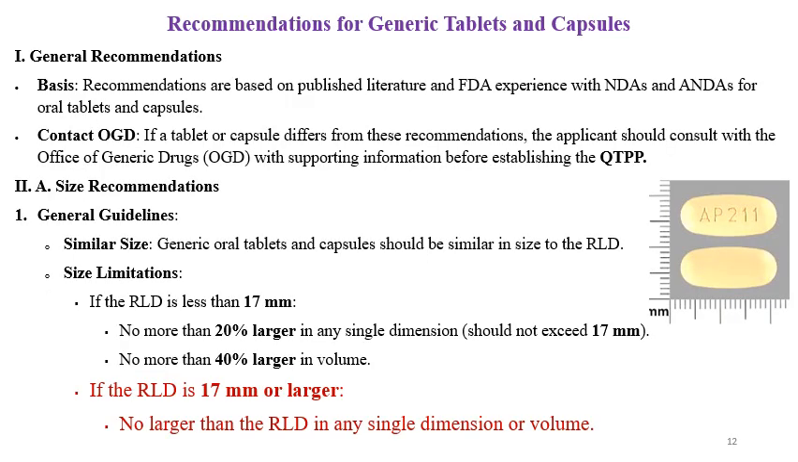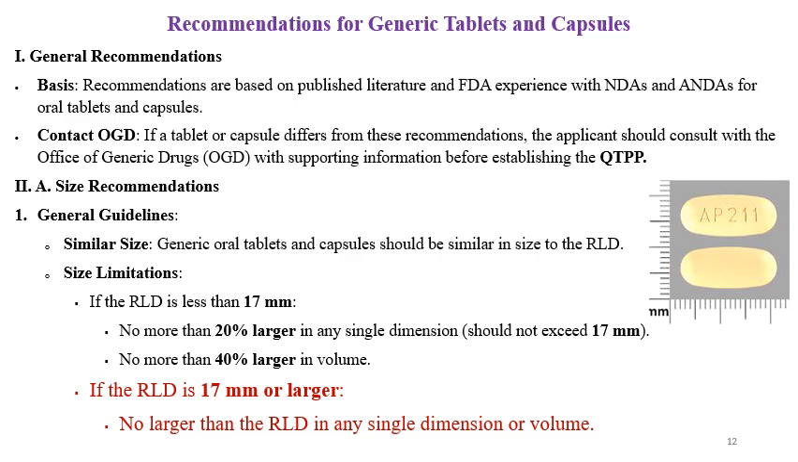Coming to the core area of this guideline regarding the recommendation for generic tablets and capsules, and this is the very important part. So basic recommendations are based on the published literature. So these literature based recommendations are given by FDA, and FDA's experience with the NDAs and ANDAs are considered. If a tablet or capsule differs from the recommendations, the applicant should consult with the OGD. OGD will provide supporting information for the generic applicant.